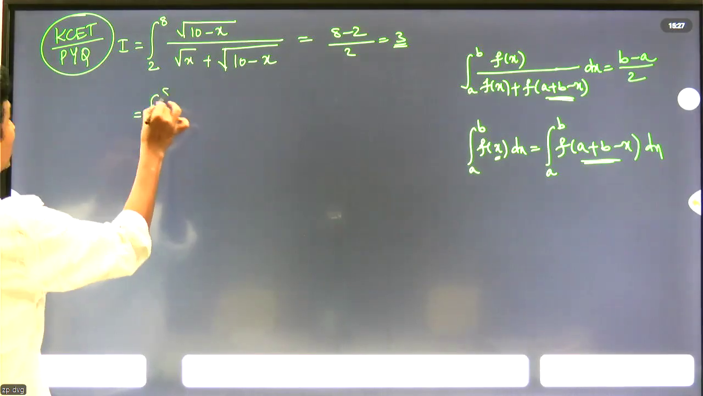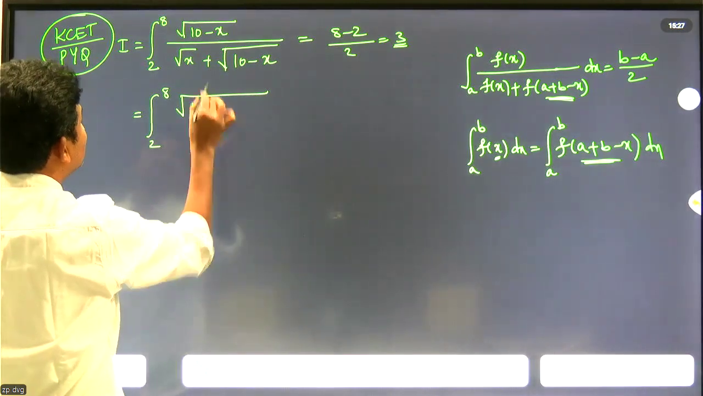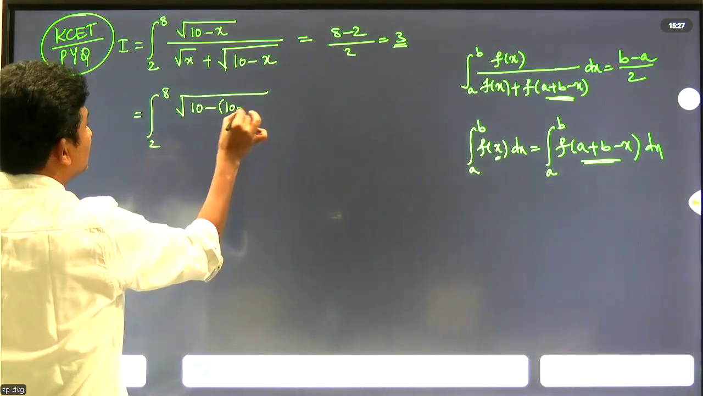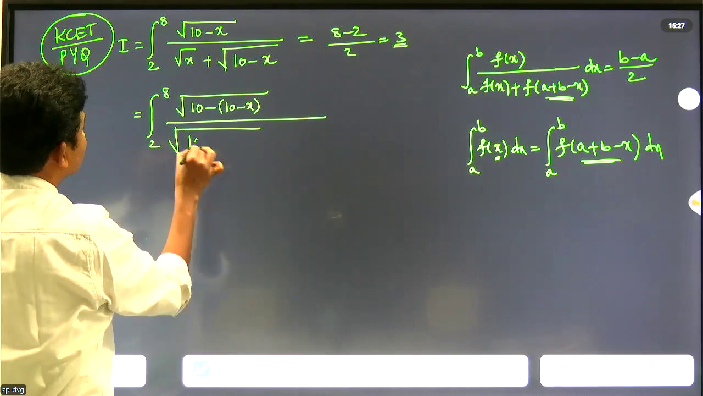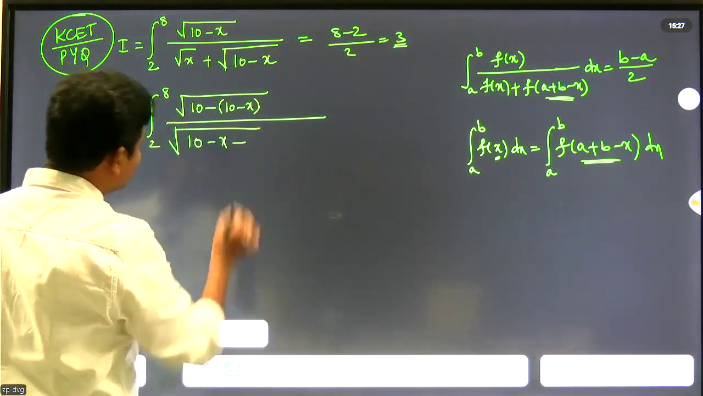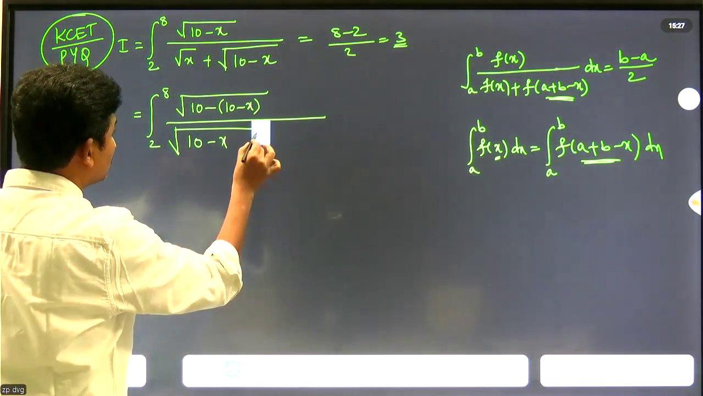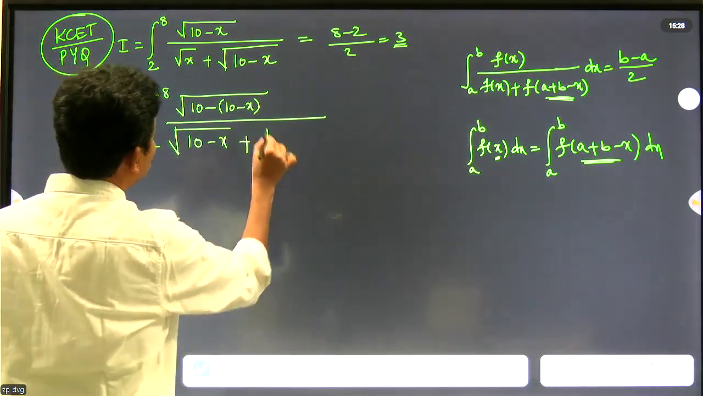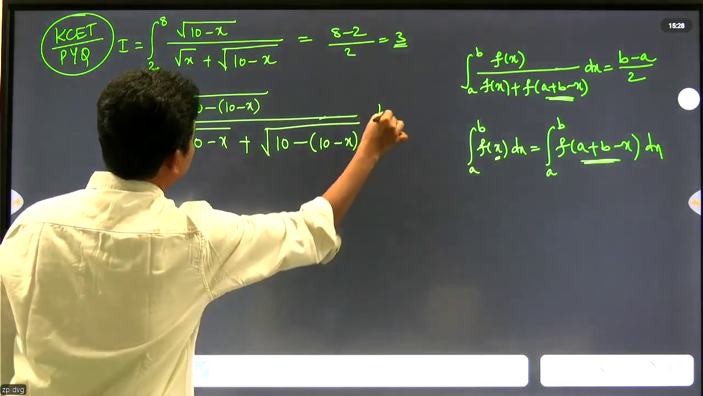Integral of 2 to 8, in place of x, what will I write? A plus b minus x. A plus b is what? 10. In place of x, a plus b minus x, you write, divided by root over, in place of x, a plus b minus x. A plus b minus x is 10 minus x. Plus root over 10 minus, in place of x, a plus b minus x, you write. Okay, you write like this.